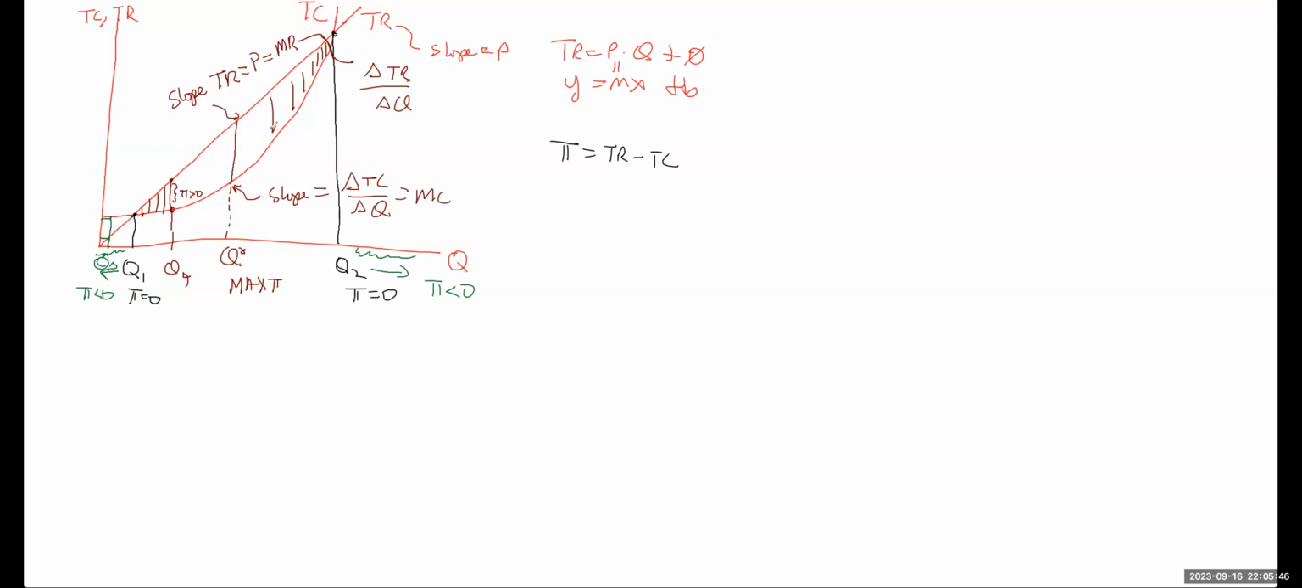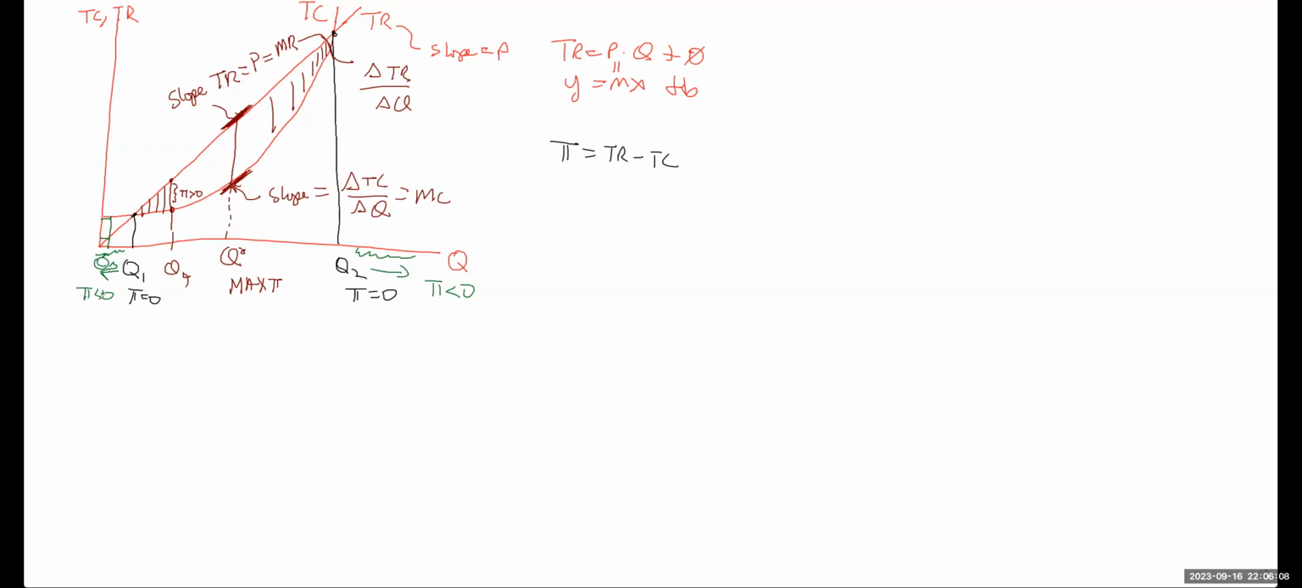And what I'm going to assert, I haven't proved, is that when profit is maximized, this slope right here equals the slope right here. They both have the same slope. Okay? Or marginal revenue equals marginal cost. I haven't proved it. I just asserted it. Now I will prove it.